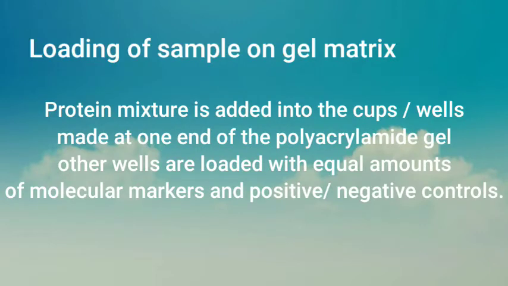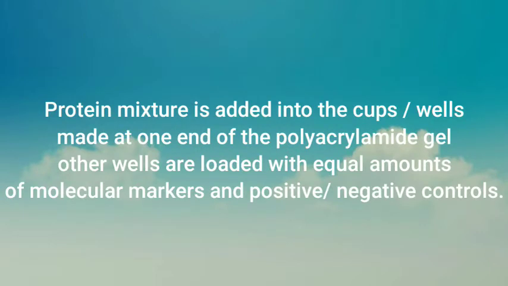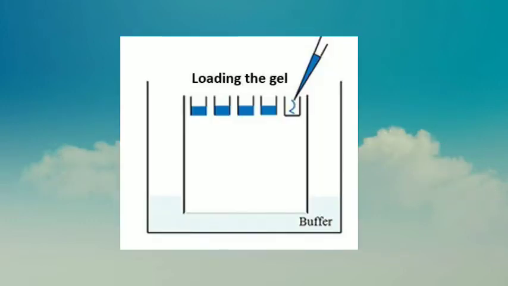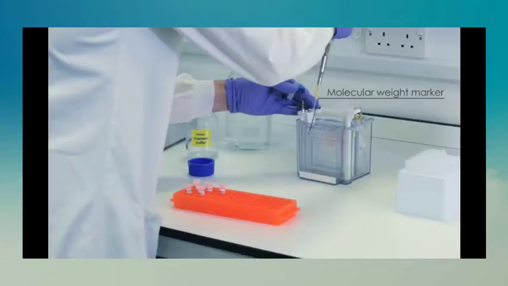Loading of sample on gel matrix. The protein mixture is added into the cups or vials made at one end of the polyacrylamide gel. Other vials are loaded with an equal amount of molecular weight markers and positive and negative control samples. This is how the loading is done. The first vial is loaded with the molecular weight marker. Subsequent vials are loaded with test samples and control samples respectively.